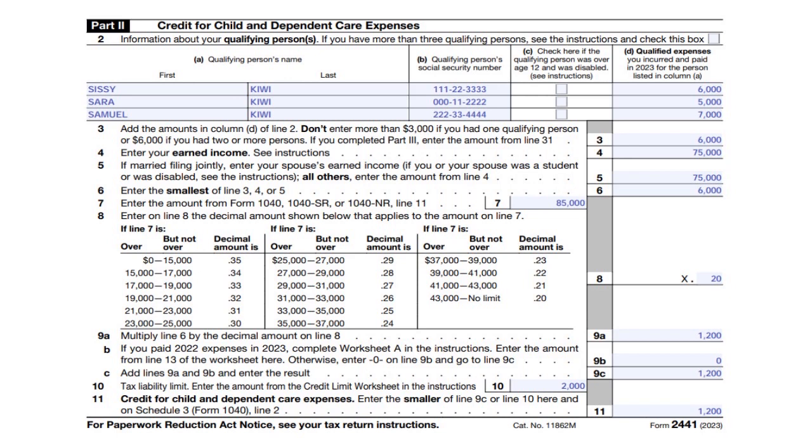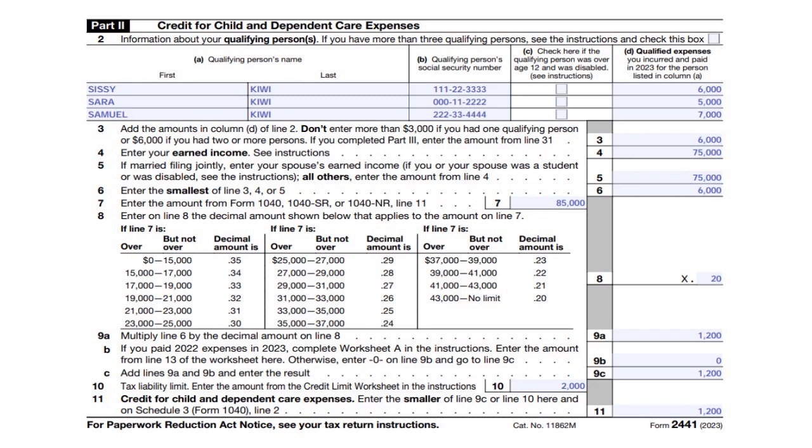And one thing I want to say here is that on line number 3, you put whatever actually is applicable. Line number 4, you have to put your earned income. This is important to really see whether you qualify or not for this credit. So line 5, if married filing jointly, you have to put your spouse's earned income. So in our case here, there's nothing else, so we put whatever was on line 4.